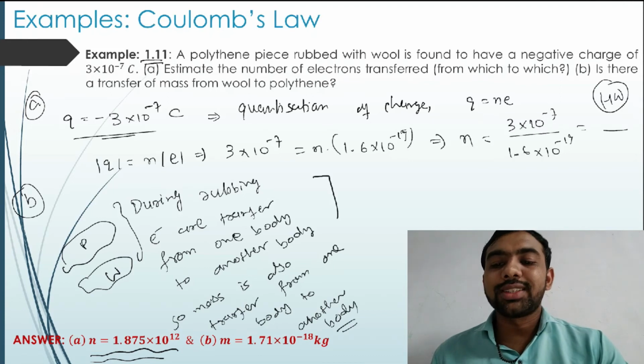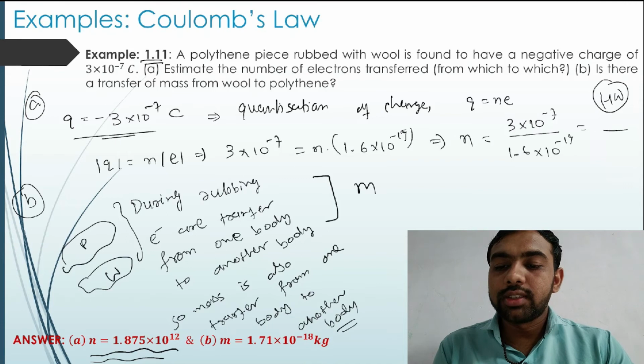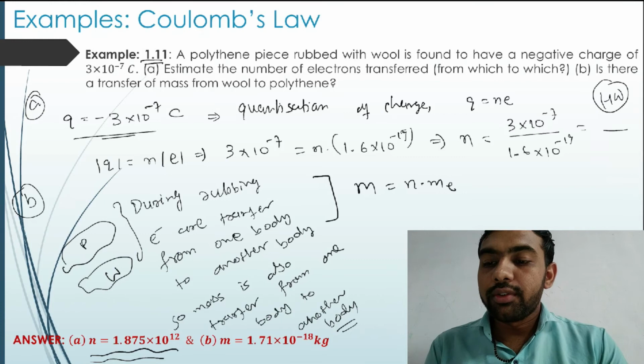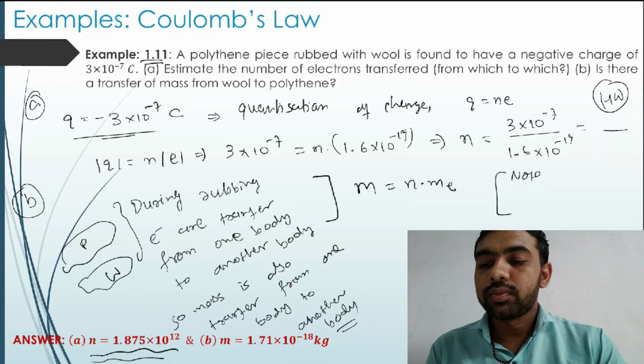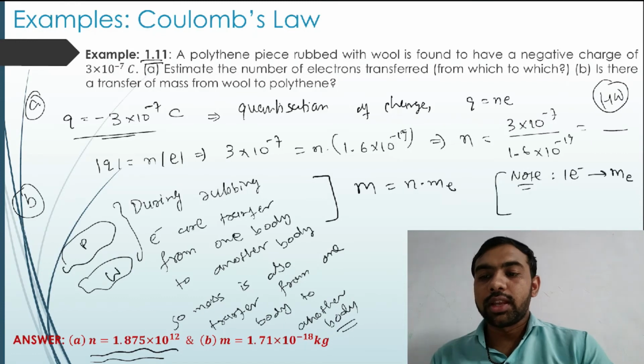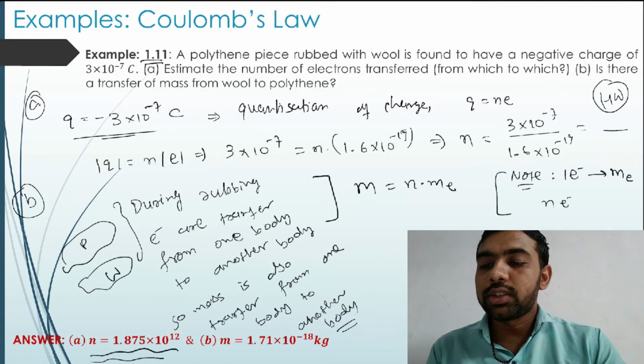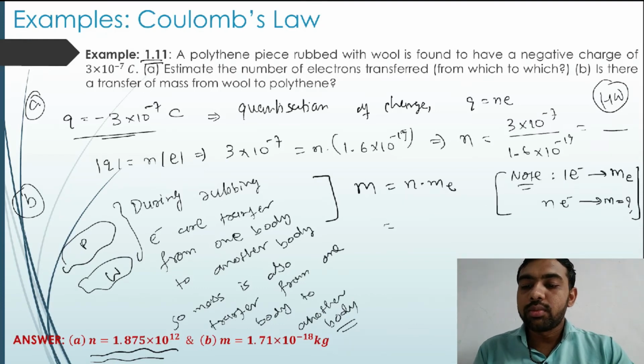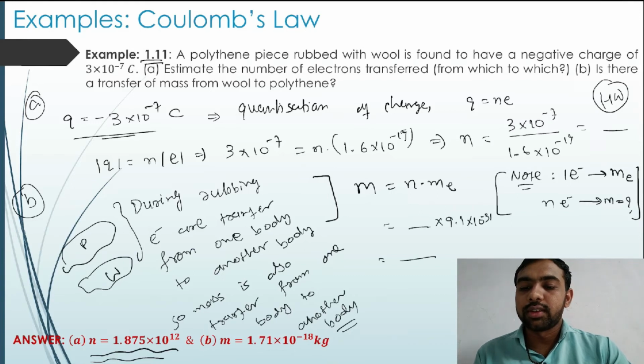Now the case is what? How much mass is transferred? So net mass is equal to n into me. अगर एक इलेक्ट्रॉन जाता है, देखो, write this note: if one electron is transferred, then how much mass is transferred? me. Right now n electrons are transferred, then m is equal to what? m is equal to n into me, but you just do not write it. Okay, now n is given here, multiply by me, 9.1 into 10 raised to minus 31, you get the final answer. Okay, so this remaining task is in homework.